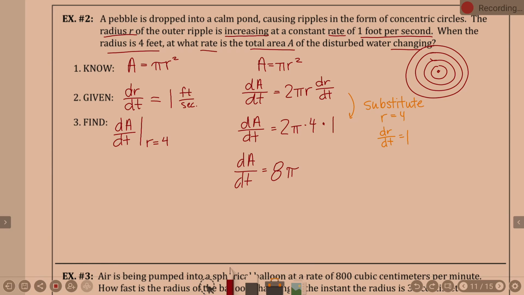Officially, I just realized I should have probably put in right here r equals 4, right? That's what I had at first. Sorry, then I erased it.